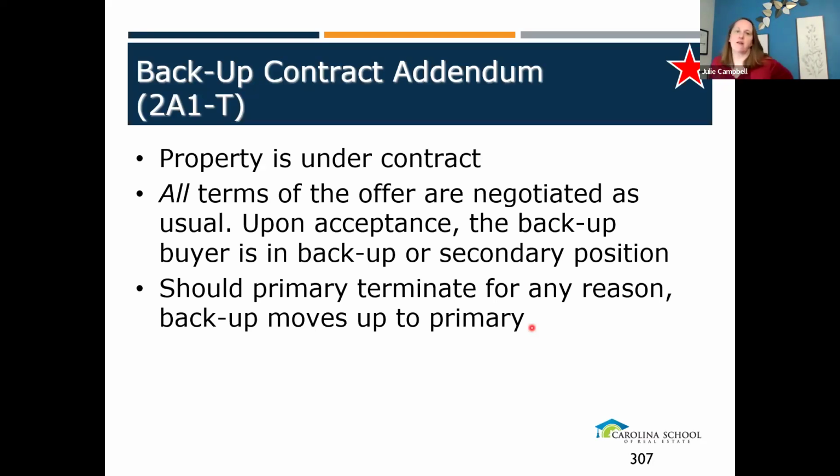If you are under contract and an offer comes in, it should include a backup contract addendum. Seller and backup buyer negotiate the terms like they always do. None of that's changing. If I buy your house, I would do it at this purchase price and this due diligence and this earnest money and these are our dates. We negotiate the terms like we always do. Once it's accepted and we have a contract, that backup buyer is placed in a backup position. And should the primary buyer not close for any reason, the backup buyer automatically becomes the primary.